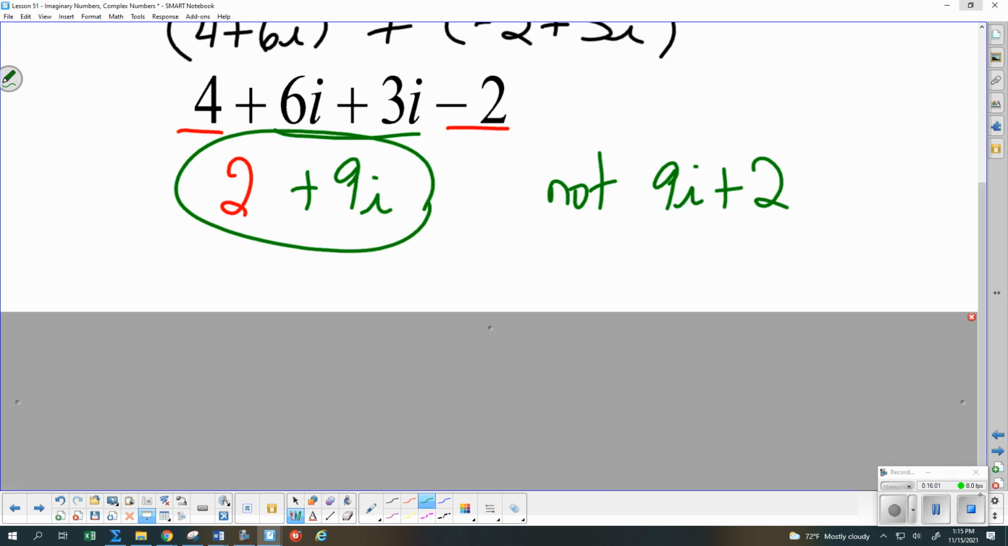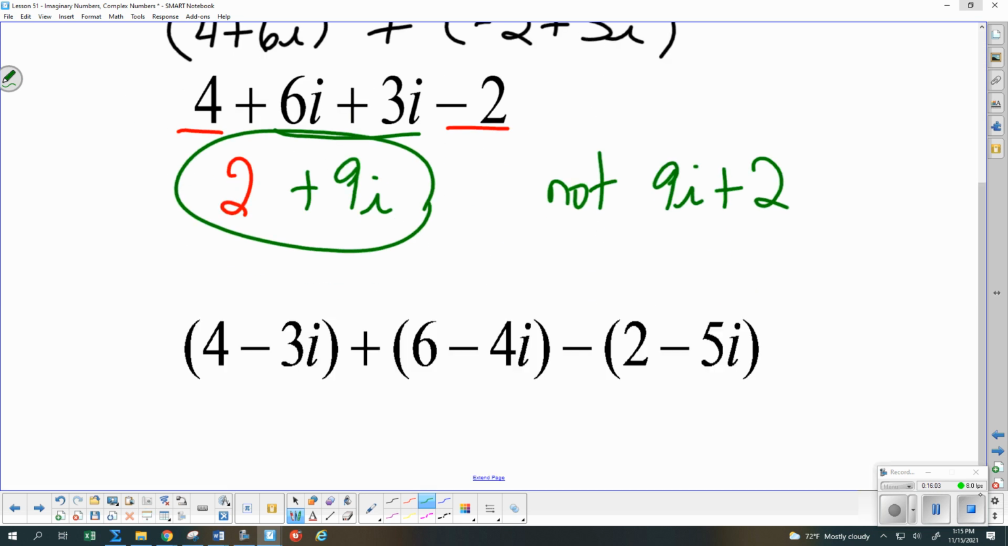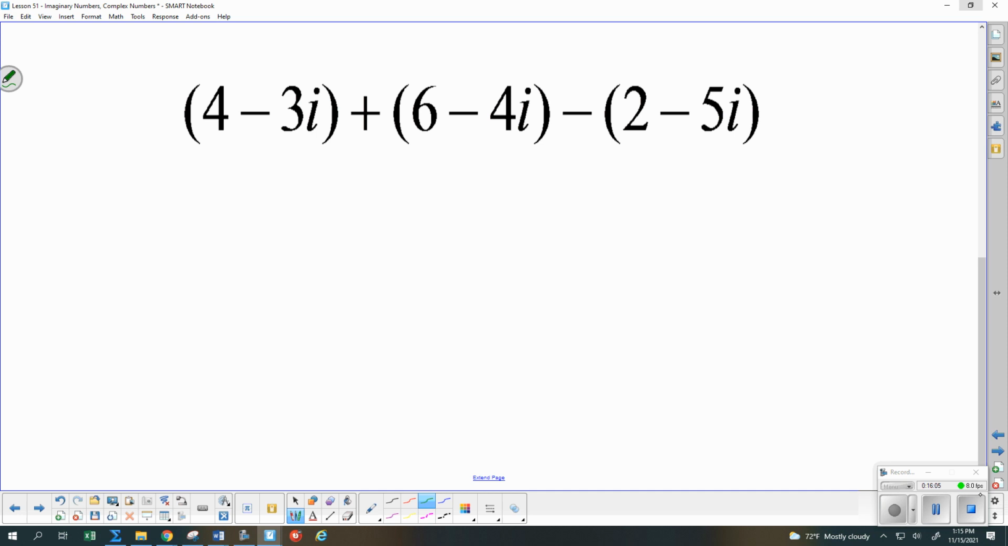Okay, I could take 3 complex numbers. And here I'm adding the first 2 and then subtracting the last one. So exactly the same process. And Emily, what do I need to worry about with that last one when I'm subtracting that last one? I need to make sure I distribute the minus sign to everything. So I'm thinking of that as a -2 and a +5i.